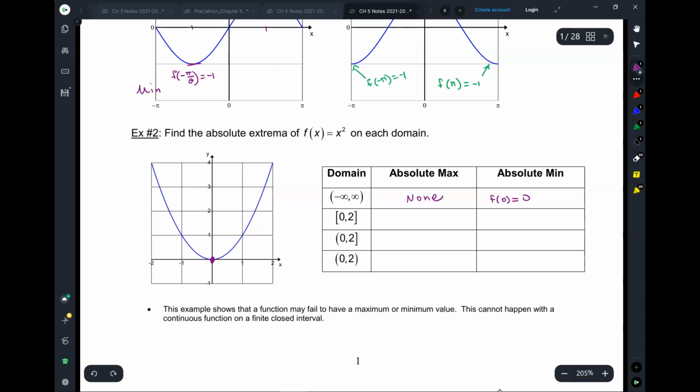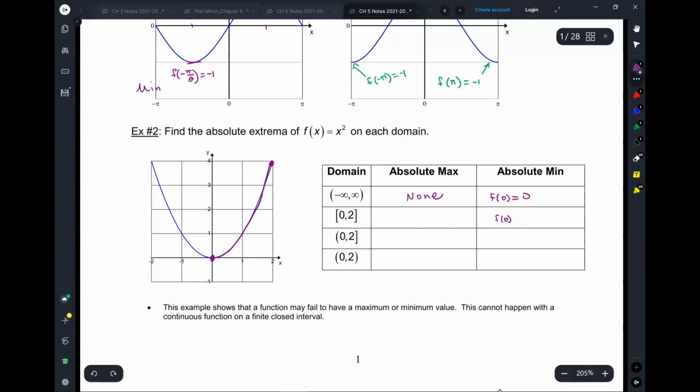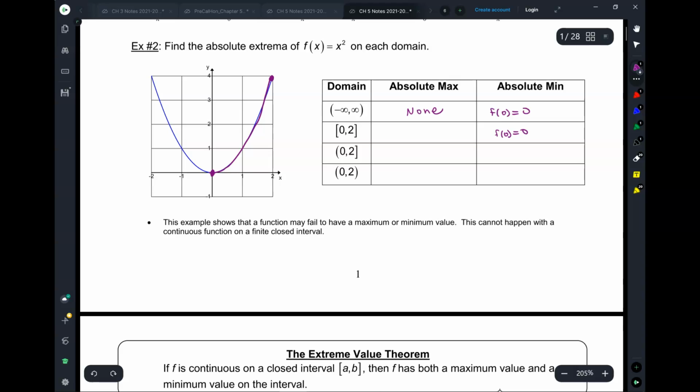Next, we are going from the interval 0 to 2. Starting at 0, going to 2. Oh, I see what they're doing here. Okay, so listen, we're going to ignore the right part of this. On that interval, the lowest possible value is 0. So I say absolute min, f of 0 is 0. The bracket includes. The absolute maximum, if you just take that chunk, this is the highest point that the value attains. So f of 2 is equal to 4.